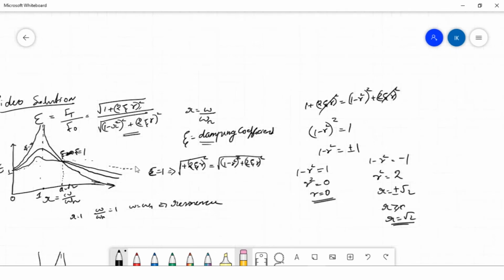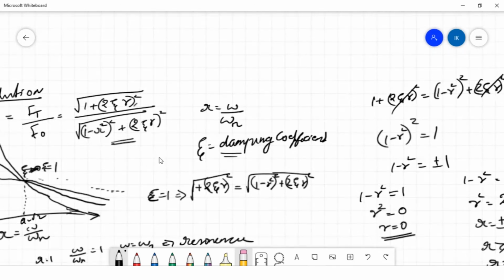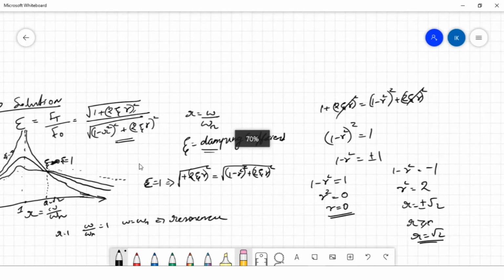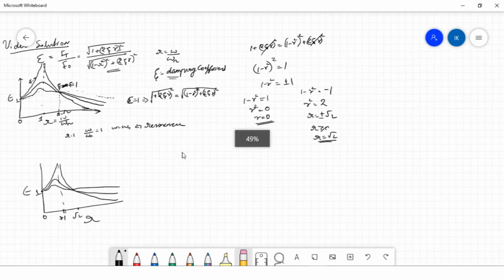You also should know this formula: epsilon = √((1 + (2ζr)²) / ((1 − r²)² + (2ζr)²)). You can remember this equation by considering that the same expression appears in the numerator and denominator. In the numerator, for this equation, the first term is absent. So you can remember it like that. This is a very easy question. You can solve it very easily.